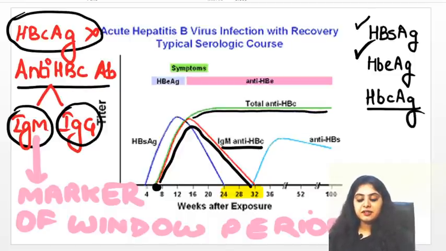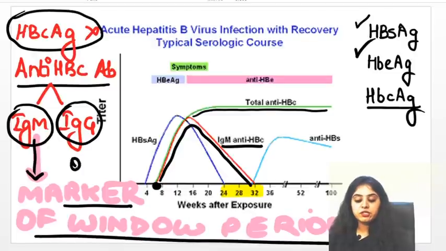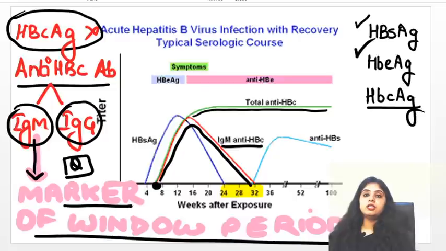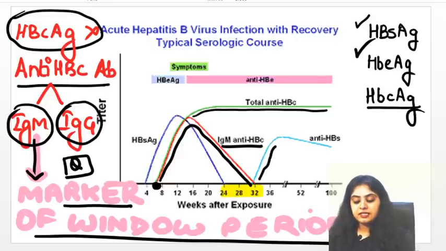So can I say that the IgM antibody comes first, and that is your marker of the window period, a question from your previous year? What is the marker of your window period? It is IgM type of anti-HBc. I hope it is clear to each one of you. And once this declines, finally comes the anti-HBs.